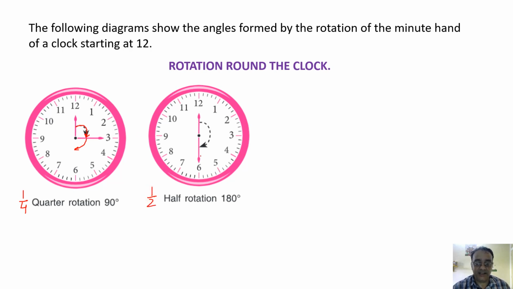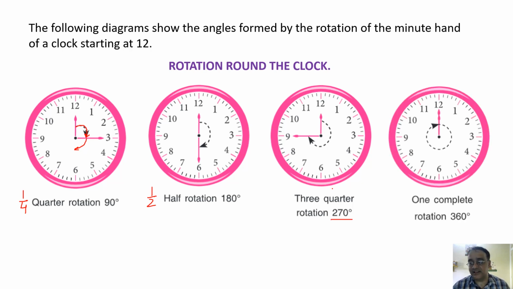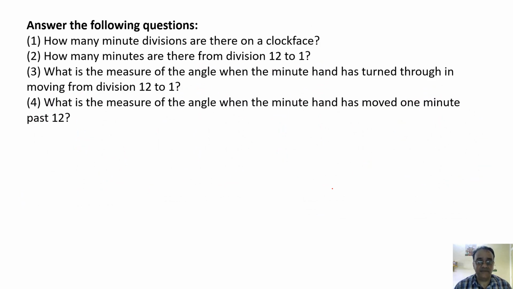Now again, if it moves from 6 to 9, then it will be 270 degrees, that is 3/4. Again when it comes back to 12, it completes one full rotation, one revolution, that is one complete rotation, 360 degrees. Okay, so now we are going to see some questions.